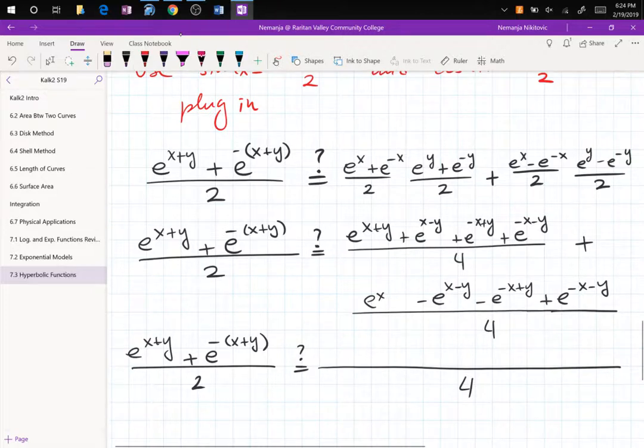And then what happened here? Alright, so now, what do I have? I have e to the x plus y, that's 2e to the x plus y. Great. e to the x minus y minus e to the x minus y, get out of here. e to the negative x plus y, get out of here. And I have at the end plus 2e to the negative x negative y. Great.